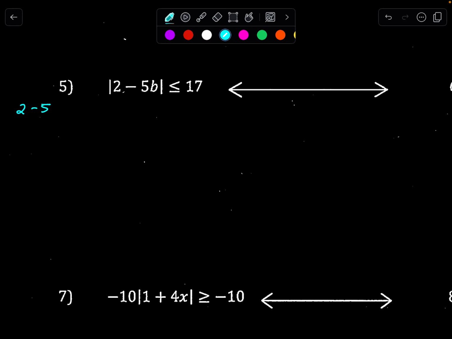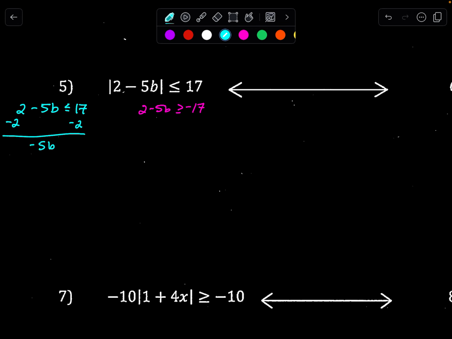2 minus 5b less than or equal to 17. 2 minus 5b less than or equal to a negative 17. Solve for each of them. No, my goodness, I screwed that up again too. You've got to make sure you flip that inequality. Even I screwed that up. Be better than me. Okay, subtract your 2, subtract your 2.